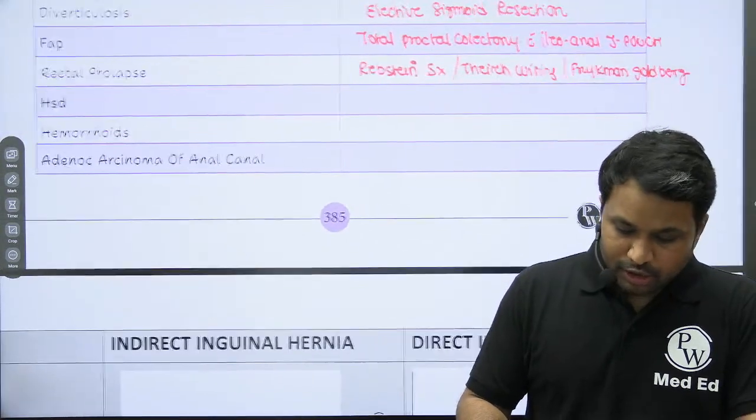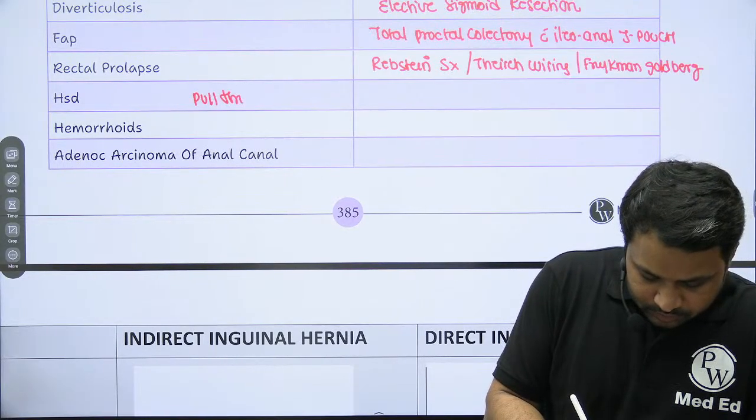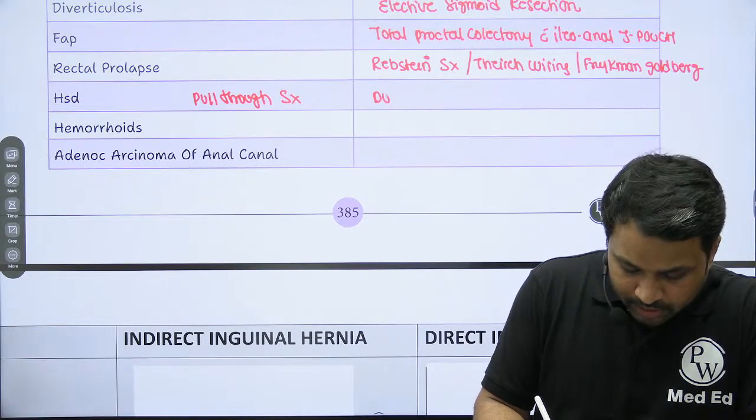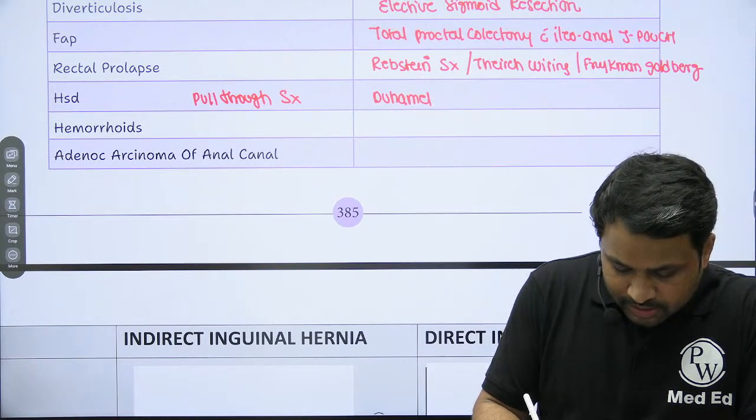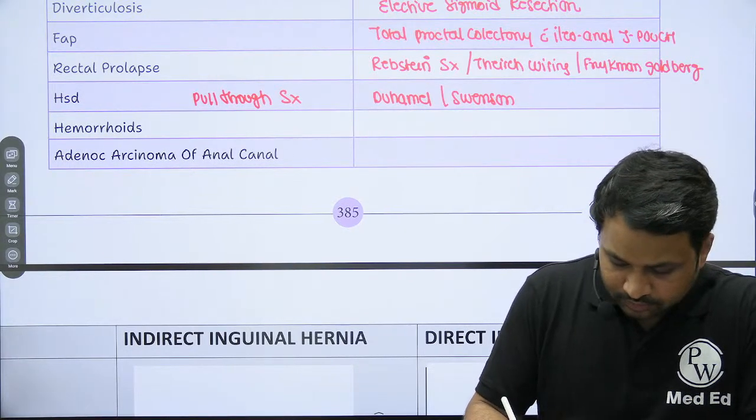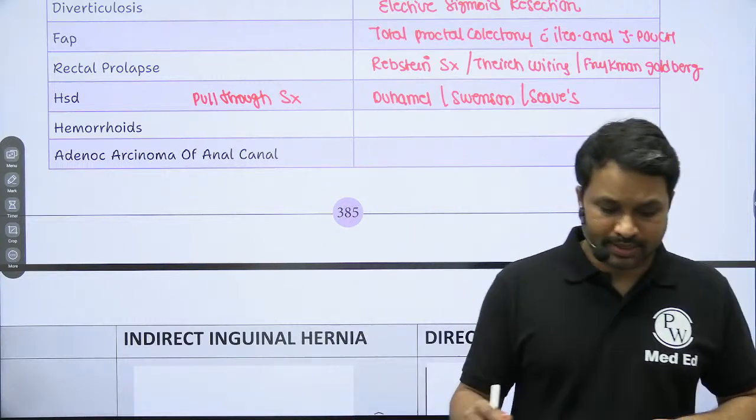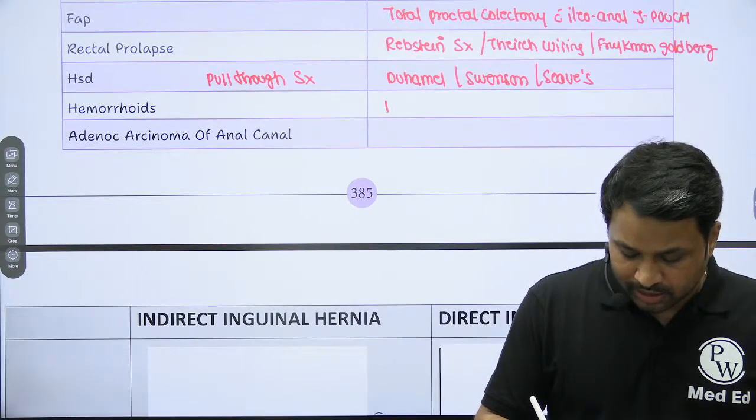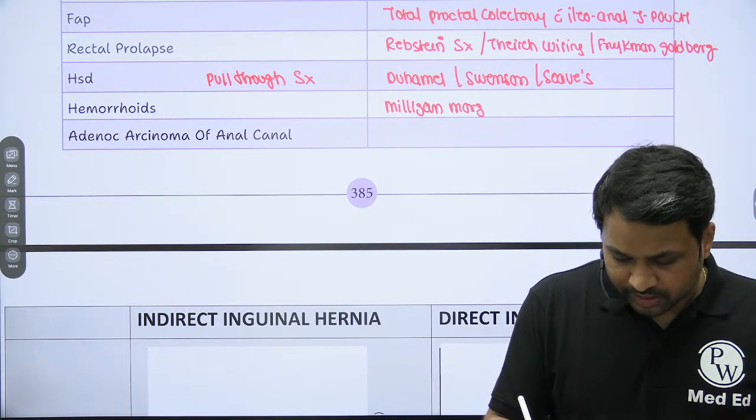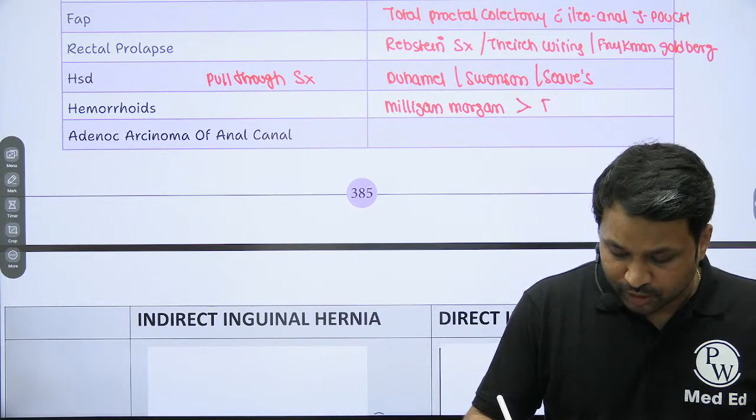Hirschsprung disease is going to be your pull-through surgeries: the Duhamel, Swenson, and Soave. For hemorrhoids, you can do Milligan-Morgan surgery, which is preferred over Ferguson surgery.